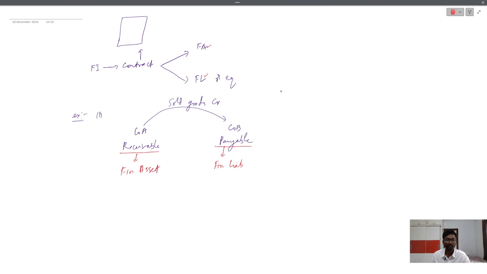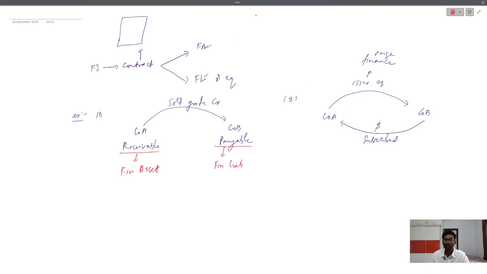Now let's look at example 2. Same company A and company B, but this time company A has issued equity shares. Why? Maybe to raise finance. Company A is trying to raise finance. Now company B has subscribed to those equity shares. What does it mean? It means company B is providing that finance, those funds, to company A.